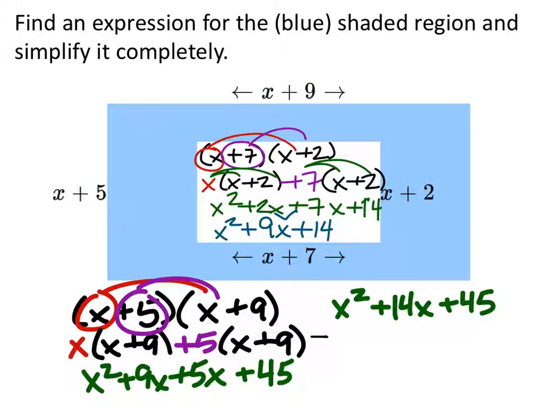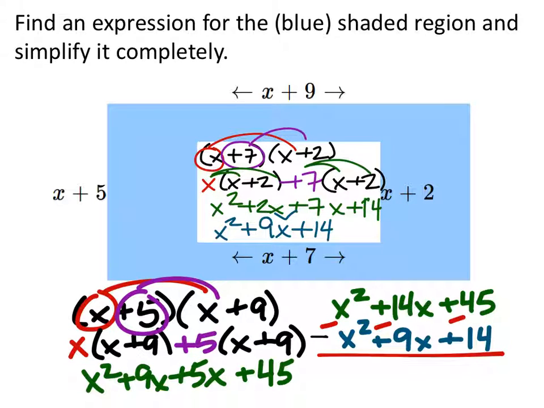So we found the area of that middle white rectangle. And we are going to subtract that from the x squared plus 14x plus 45. I'm going to do that just like we did in 4.1, right? I'll write it out and then subtract. But we're going to subtract each of these like terms, okay? So x squared minus x squared, those cancel out. 14x minus 9x would be 5x. And 45 minus 14 would be a positive 31, which would be the area of the blue shaded region.